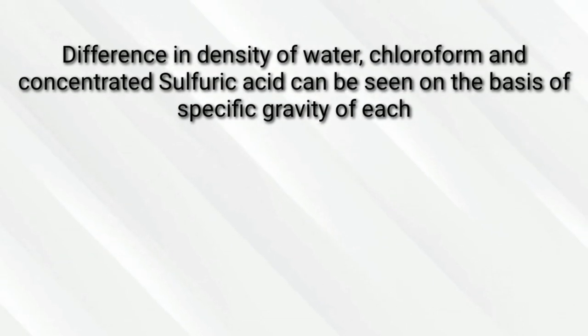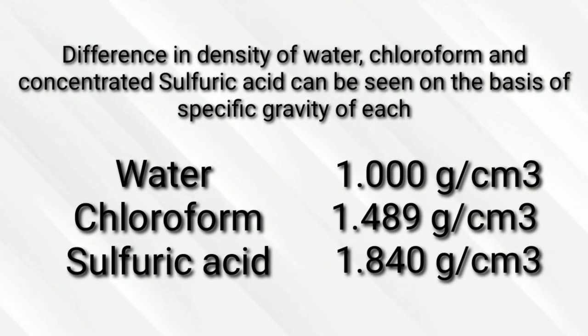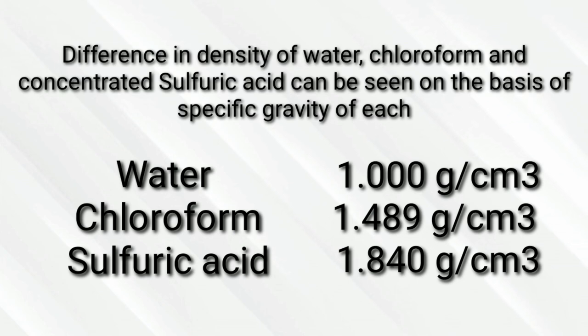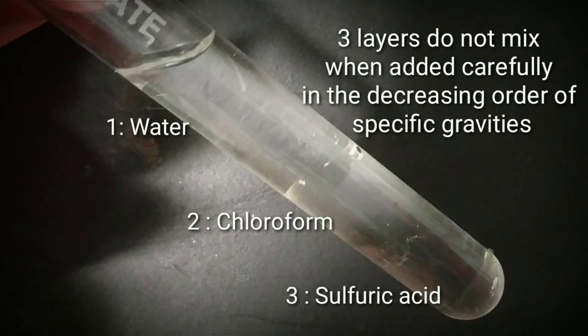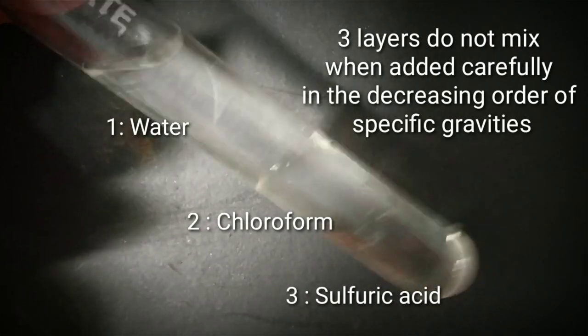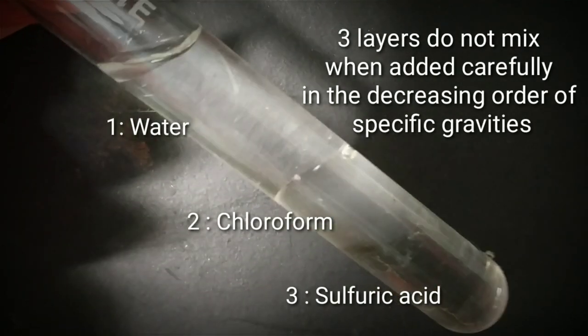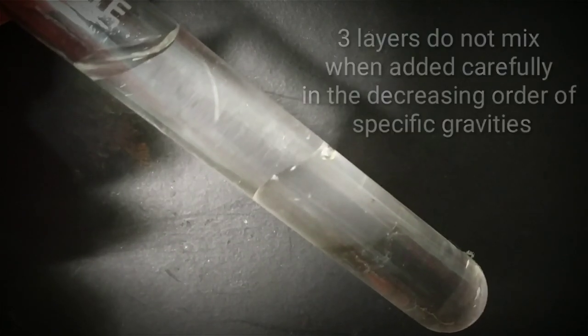Now we will be seeing the difference in density of water, chloroform and concentrated sulfuric acid on the basis of specific gravity. By seeing these numbers, you can see that sulfuric acid is most dense, then comes chloroform and then water. Here I have poured these three substances separately and you can see that they do not mix with each other.